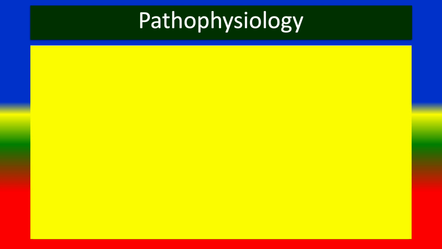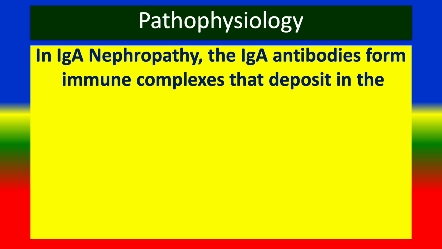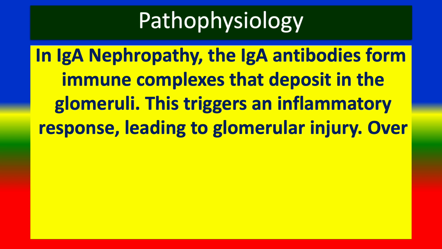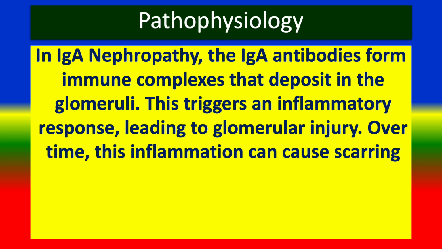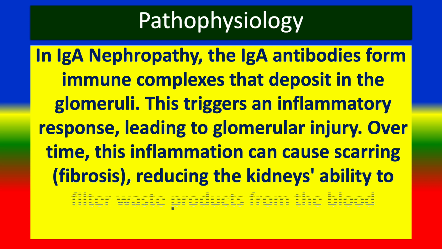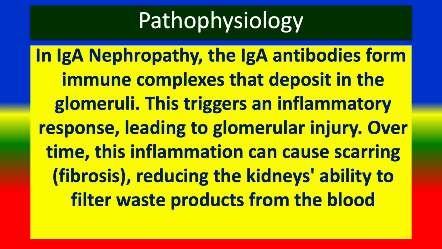Pathophysiology. In IgA nephropathy, the IgA antibodies form immune complexes that deposit in the glomeruli. This triggers an inflammatory response leading to glomerular injury. Over time, this inflammation can cause scarring or fibrosis, reducing the kidney's ability to filter waste products from the blood effectively.